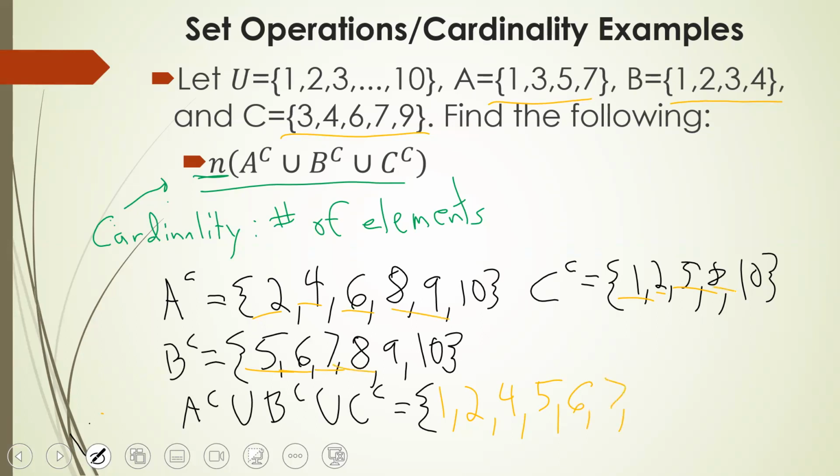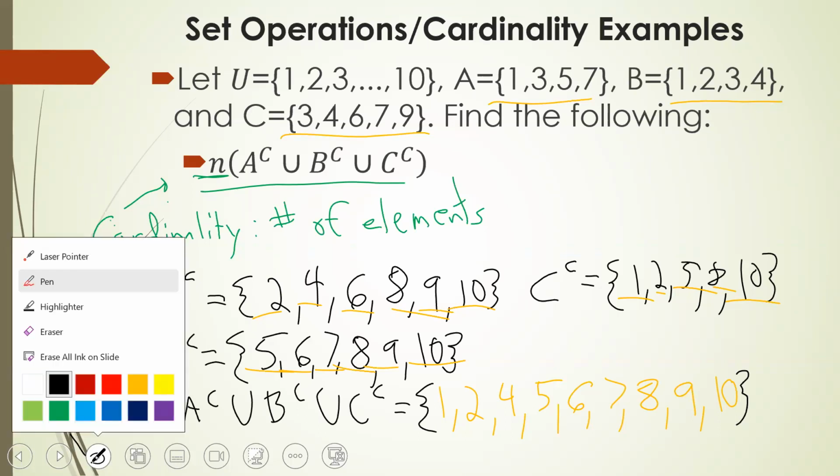8 is actually in all 3 sets, so it would have been in the intersection. 9 is in A complement and B complement. And then 10 we also see is in every set, so it would have been in the intersection there as well. And so our set A complement union B complement union C complement ends up being 1, 2, 3, 4, 5, 6, 7, 8, 9, 10. Basically everything except for the element 3.